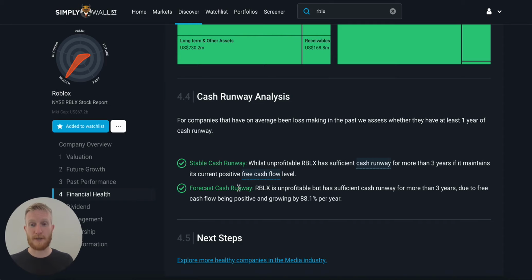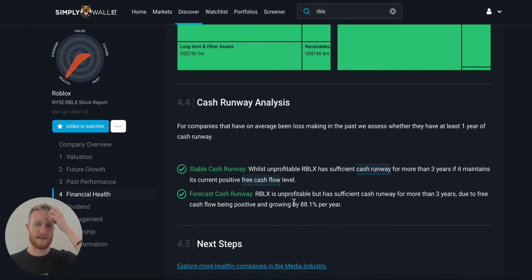And the next check we do is the forecast of cash runway. So given the company is currently unprofitable, it does have enough cash runway because its free cash flow is growing quite quickly. So as you can see here, the free cash flow is growing by 88% per year.